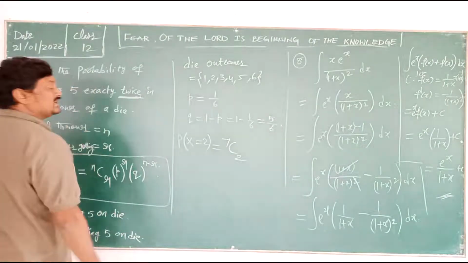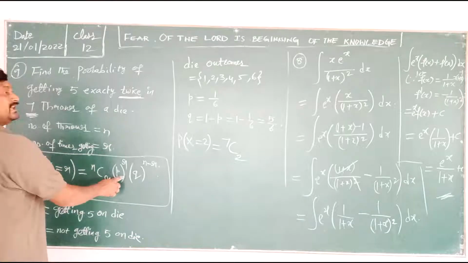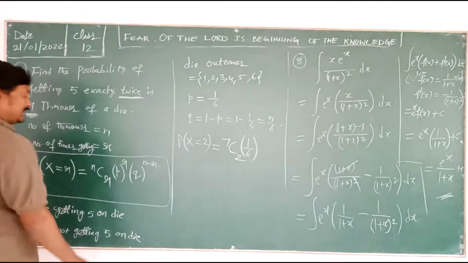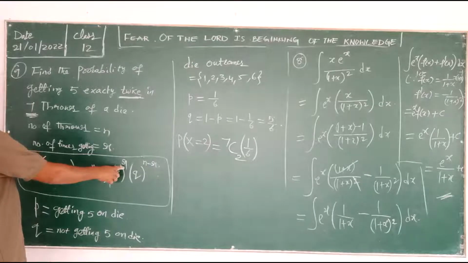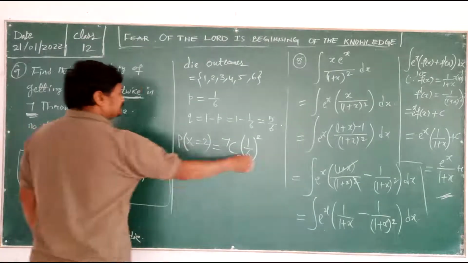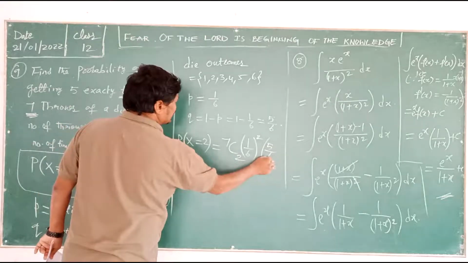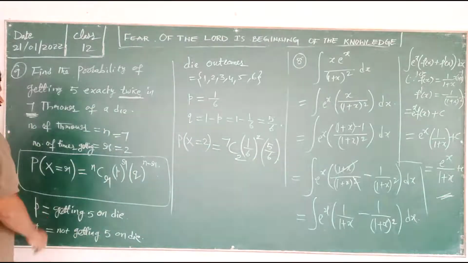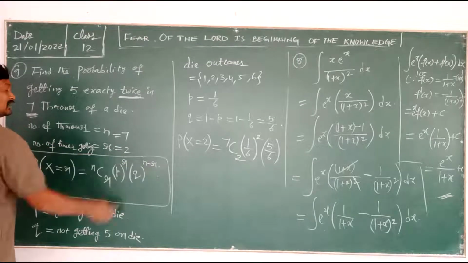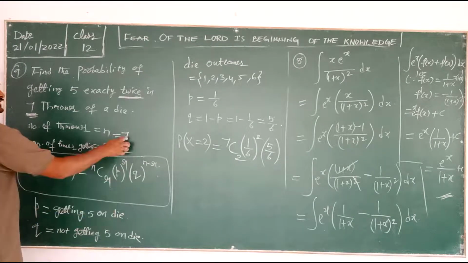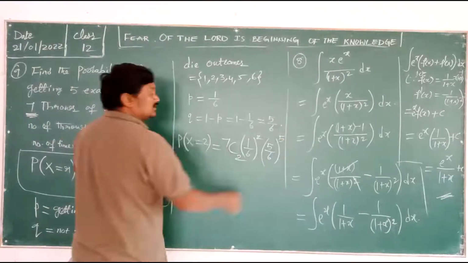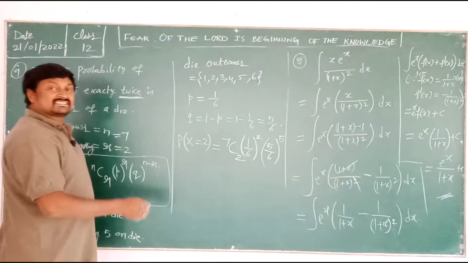And what is P now? Here P is given, right? P is nothing but 1 upon 6, whole to the power R, they said. And next, 5 upon 6. Next what I said here, n minus r. N minus r is nothing but 7 minus 2, that is nothing but 5. Now just simplify this, get your answer.